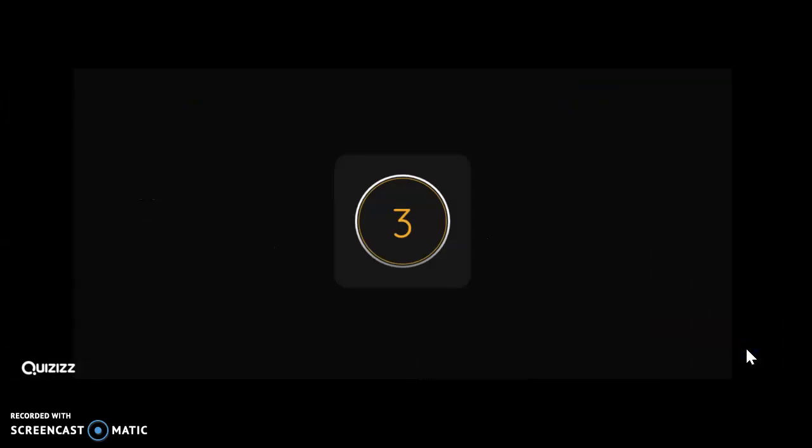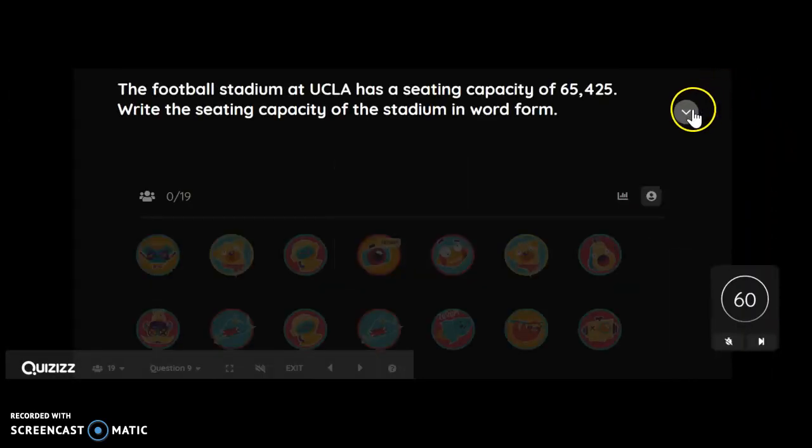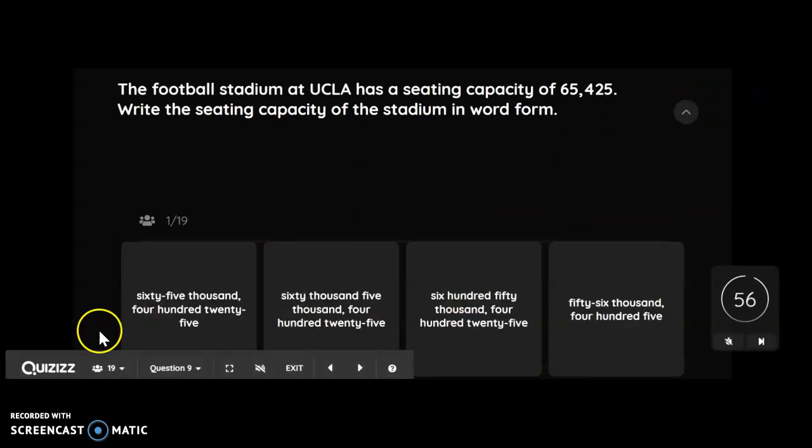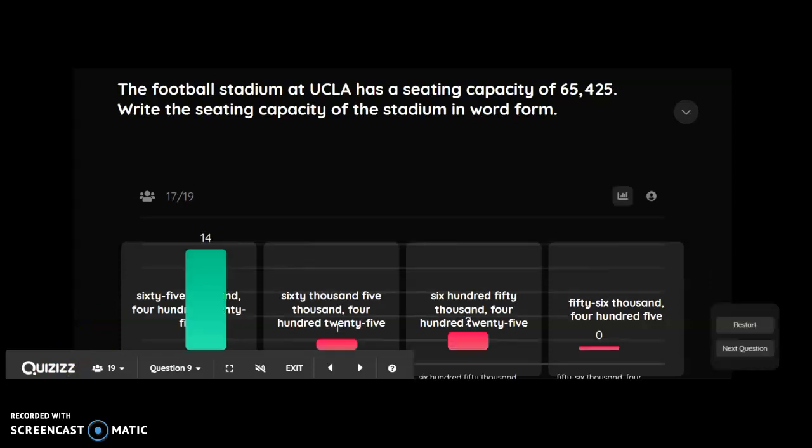Next question is going to ask you about the seating capacity again. This time you're looking for the seating capacity in word form. Okay, to put that number in word form, we name all of the thousands period together. Then we name all of the units period together. So that number is 65,425.